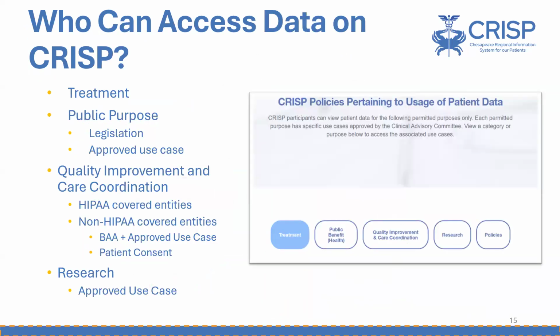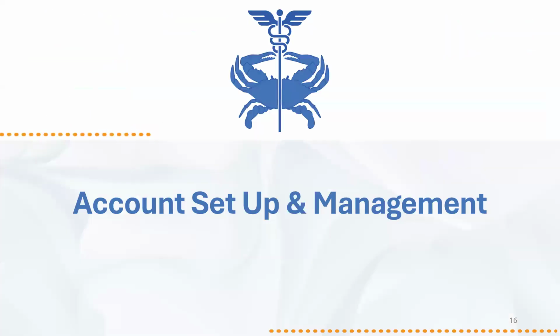Who can access CRISP data? So here are some of the reasons why you might be using CRISP data: treatment of a patient, a public purpose, so legislation or an approved use case, quality improvement and care coordination for HIPAA and non-HIPAA covered entities, and then research, depending on if that research is approved by the state. All of these are published on our website for you to find.